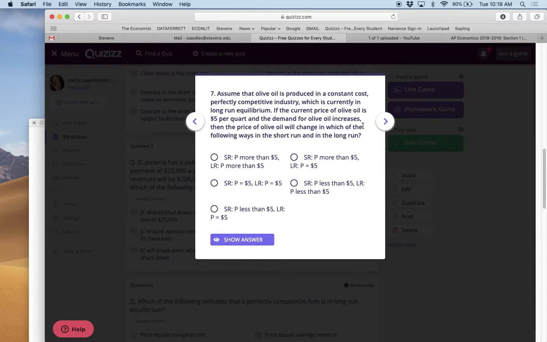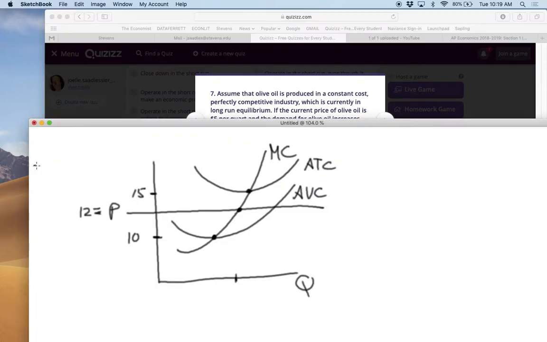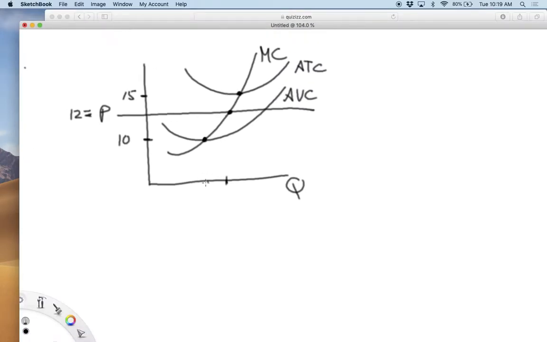Assume that olive oil is produced in a constant cost, perfectly competitive industry. That means the long-run average cost curve is flat, which is currently in long-run equilibrium. If the current price of olive oil is $5 a quart and the demand for olive oil increases, then the price of olive oil would change in which of the following ways in the short run and in the long run. So this is the situation we have.